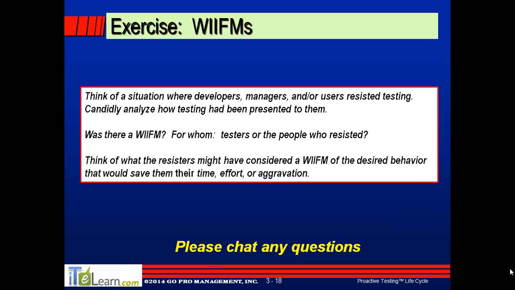We can accomplish much more, catch many more problems, help the developers develop not only better, but also quicker and cheaper. And all of those tend to be WIIFMs.